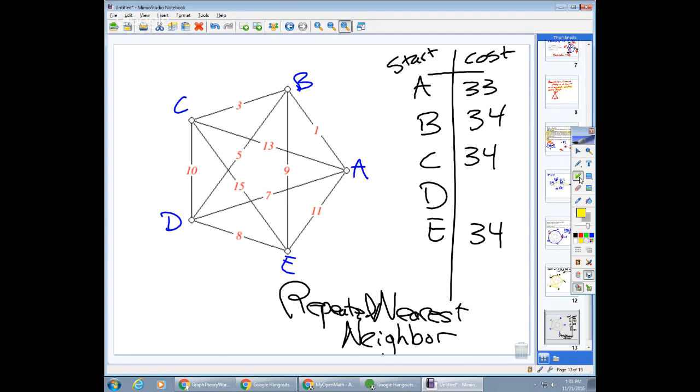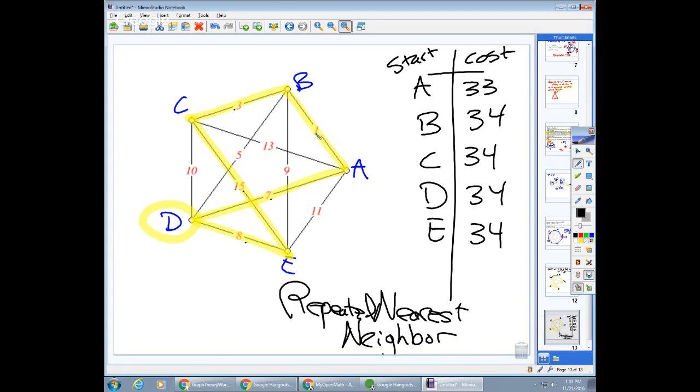Okay, so let's see, I didn't do D yet. So starting at D, I should go to what, A? Good. And then to B, and then C, and then I have to go E, and then back to D. So that was starting at D at 34, right? Somebody double check my math there. I was thinking 7 and 8 is 15, plus 15 is 30, plus 4 is 34.